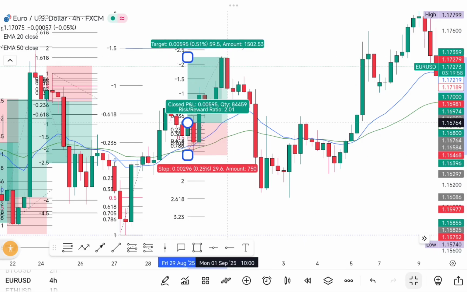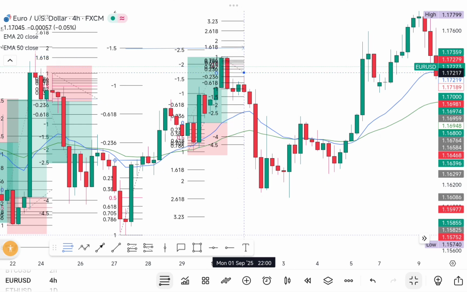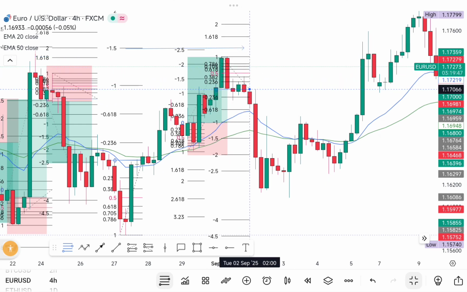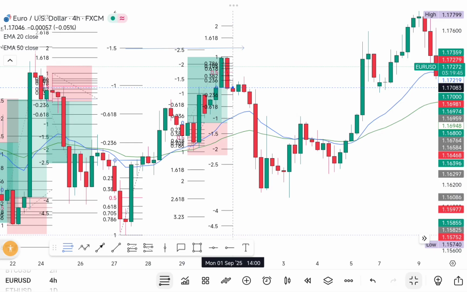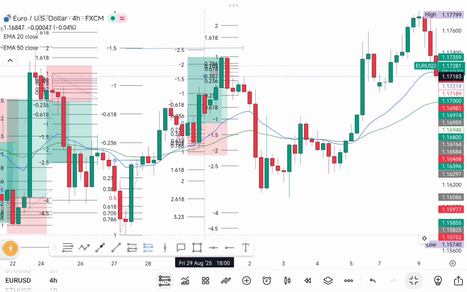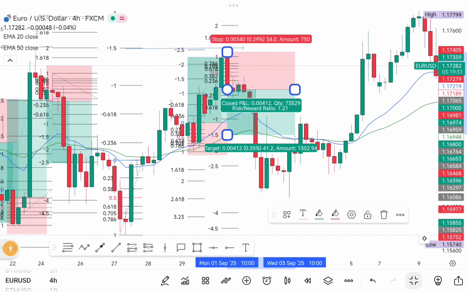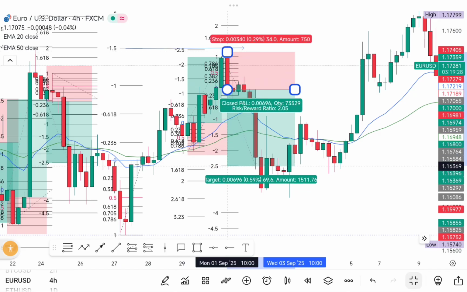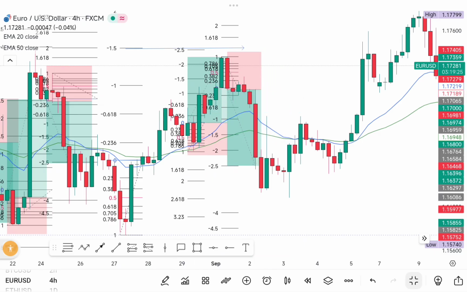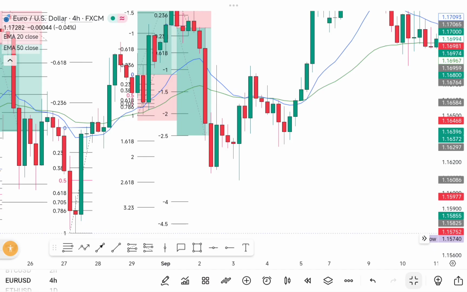So we repeat this process once we are able to detect our structure shifts or change of character, and we should always confirm with the recent higher high to confirm the level. So with this strategy, you can go on and on according to how the price moves, which I call order flow.